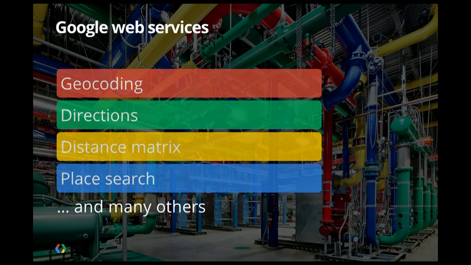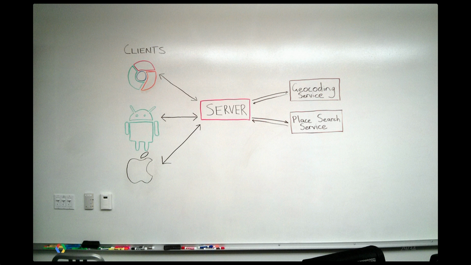Now one advantage of using Google web services is that there are so many of them. You can use geocoding, there's directions, there's distance matrix, places search, a whole slew of web services. Elevation too. No one ever mentions elevation. But there's a slew of web services. What you can do with these web services is query them from the client side, but you can also query them from the server side as well.